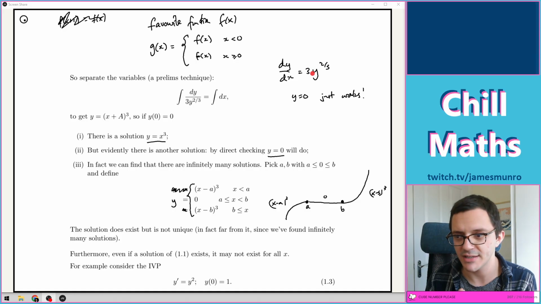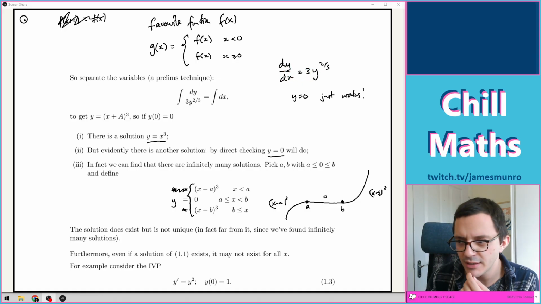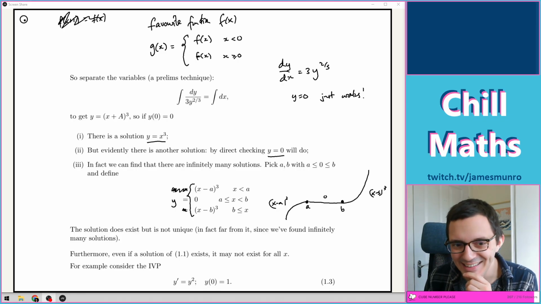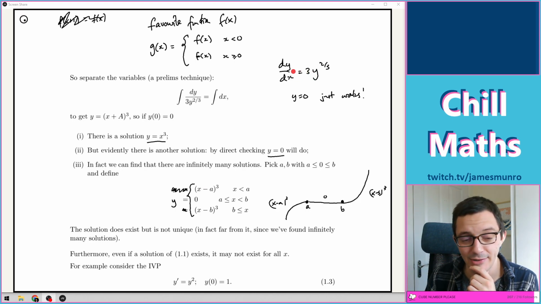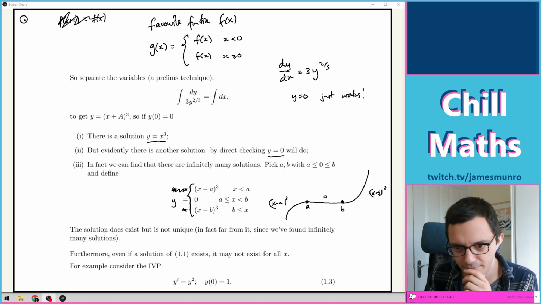You might see something like this at A level or equivalent, and just find the obvious-ish solution, miss the really obvious solution, and definitely miss the weird solutions. And there's infinitely many. So ideally, we would have some sort of technique to decide whether or not differential equations are going to let you down in this way, whether they're going to have lots of other weird solutions.